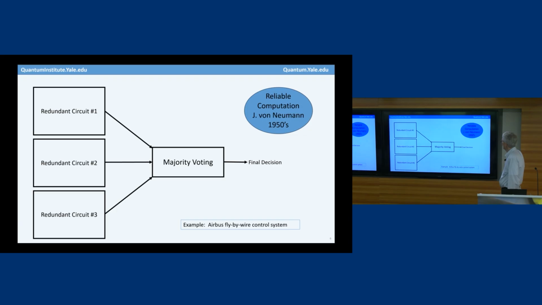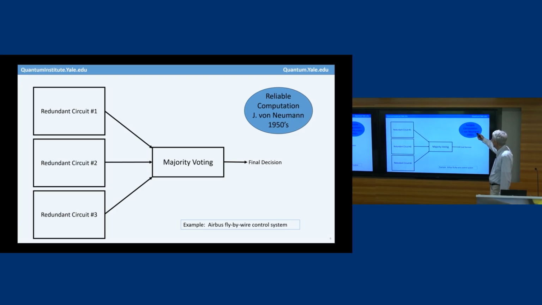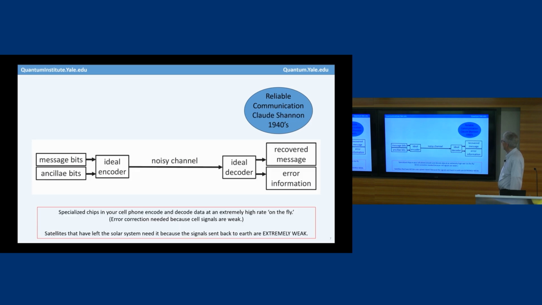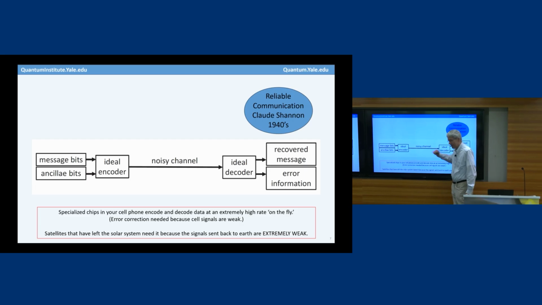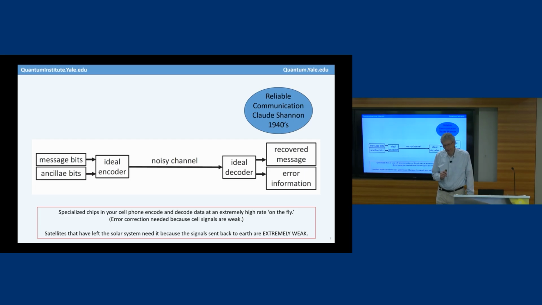Okay, so really the understanding of fault tolerance in computation goes back to this guy, John von Neumann. And then Claude Shannon figured out this idea in creating codes for communicating information reliably, even across a noisy channel.